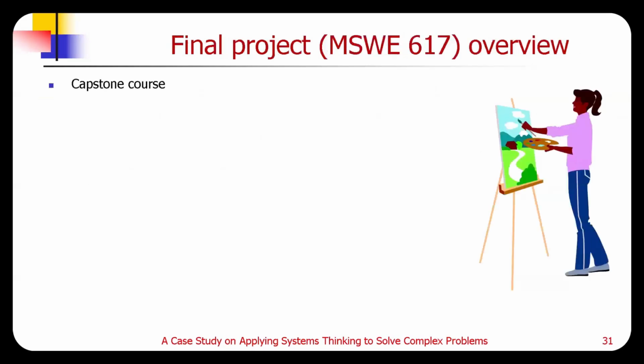The final project overview. It was the capstone course. It was a team exercise. This was an innovation. It was unique to UMUC. All the other institutions that were benchmarked and had final projects, it was an individual final project.